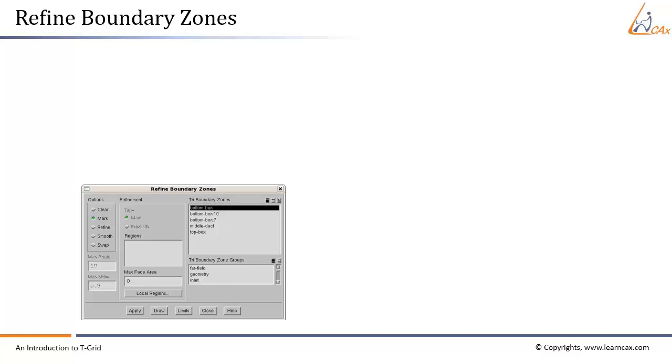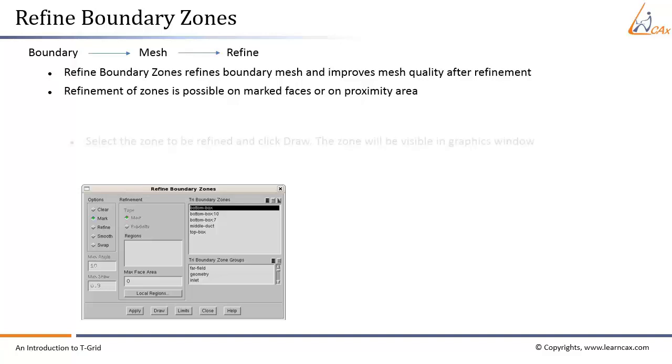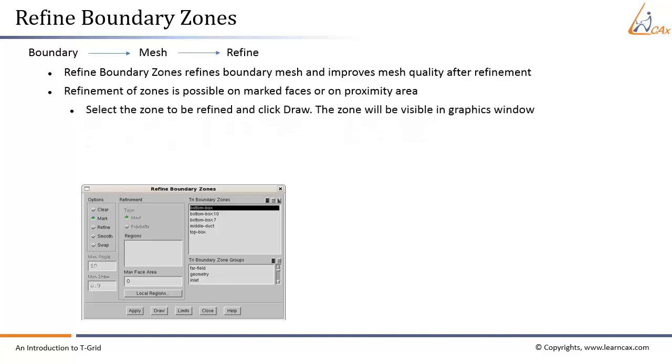Boundary refinement can be performed only on triangular boundary zones. In order to switch to Refine Boundary Zones panel, go to Boundary, then Mesh, and then Refine. Refine Boundary Zones refines boundary mesh and improves mesh quality after refinement. Refinement of zones is possible on marked faces or on proximity area. Select the zone to be refined and click Draw. The zone will be visible in Graphics window.